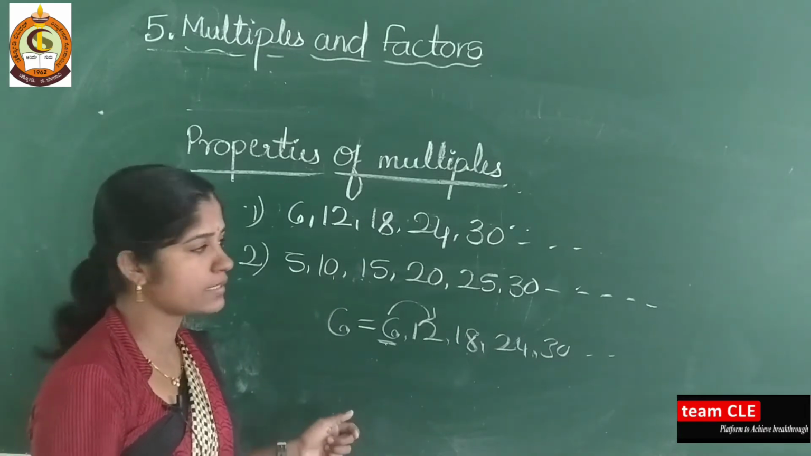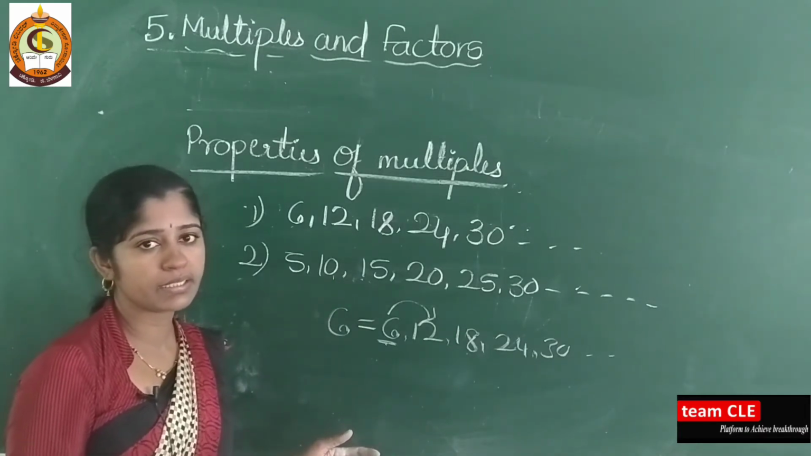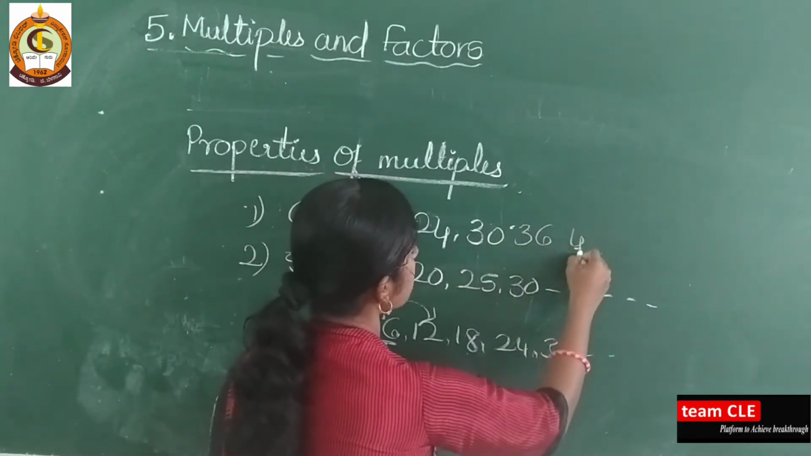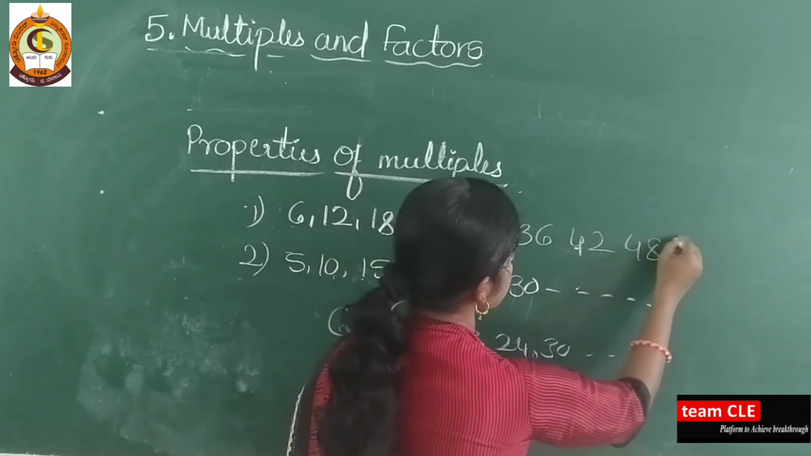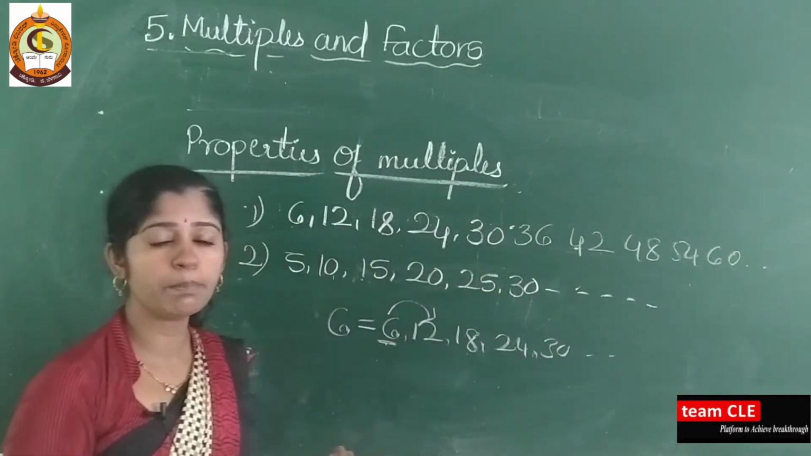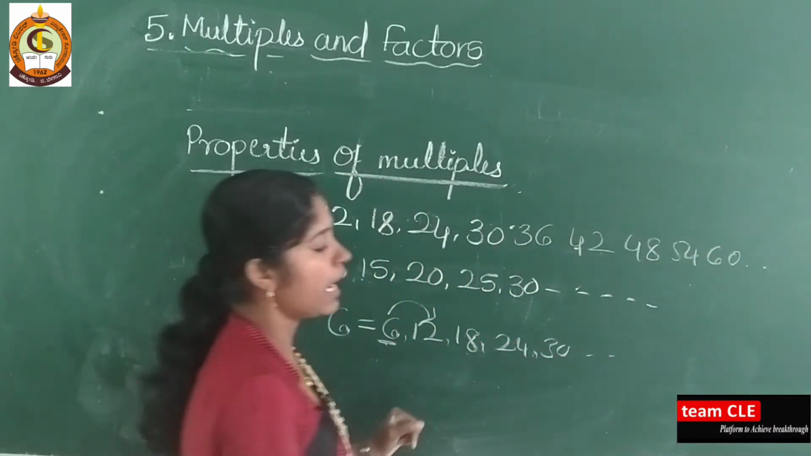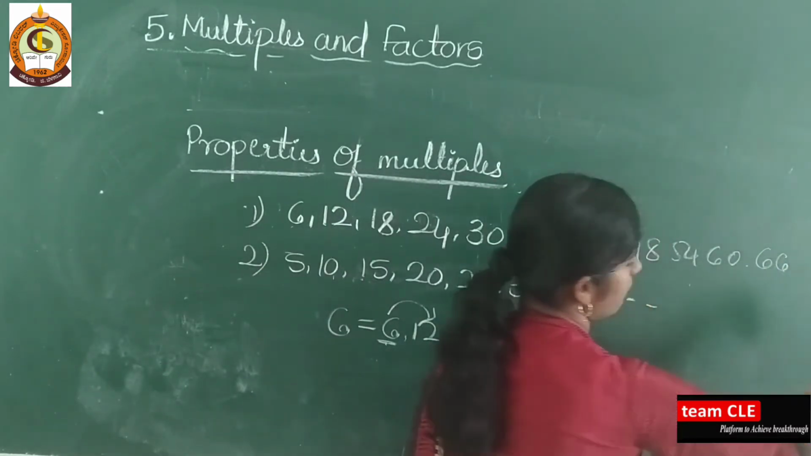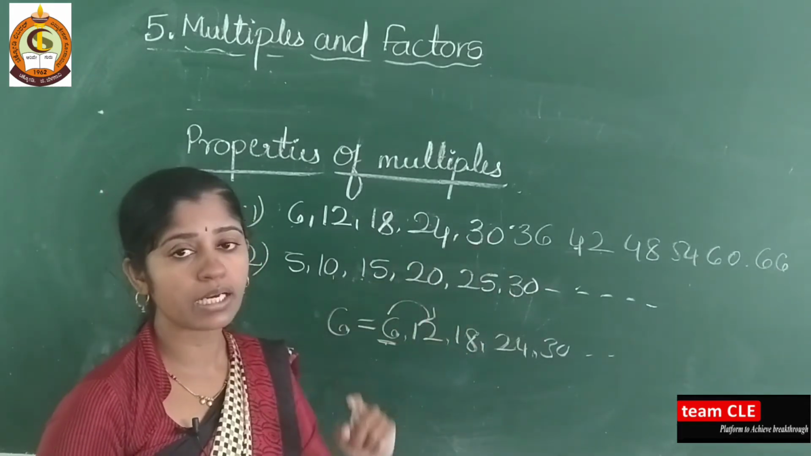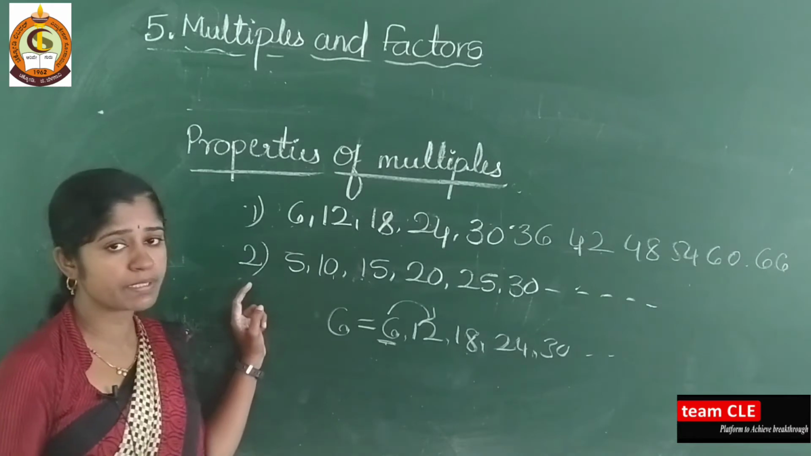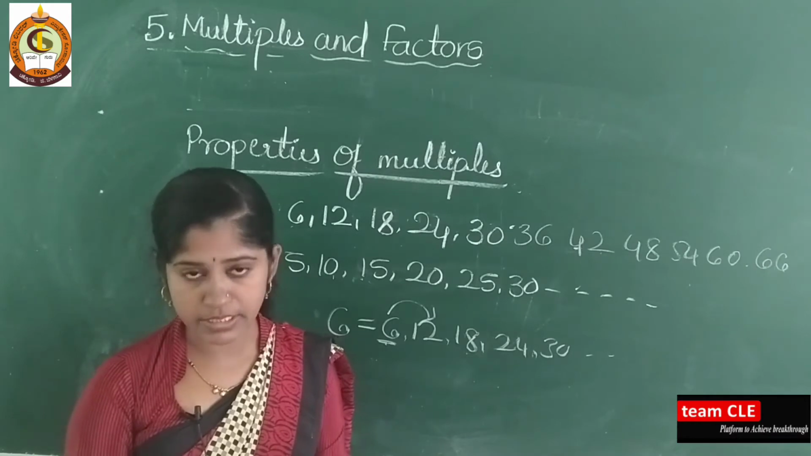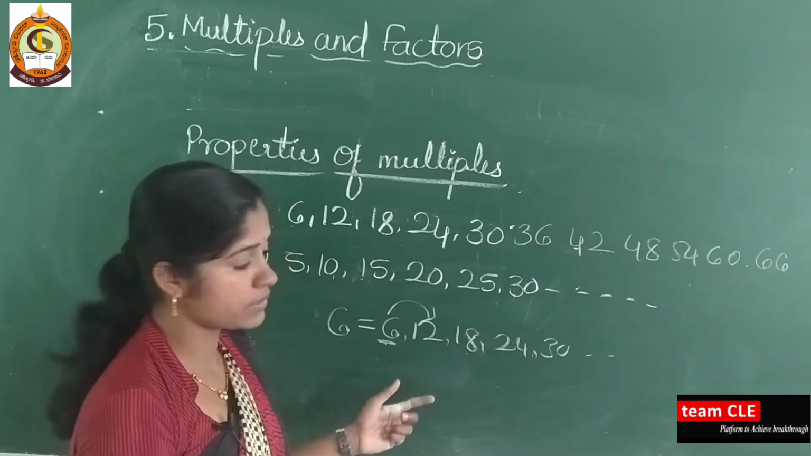And one more property is there: multiples are infinite in number. Here you are writing 6 5s are 30, 6 6s are 36, 6 7s are 42, 6 8s are 48, 6 9s are 54, 6 10s are 60. Over? No. Multiples are infinite in number. After that, again I have 66, next 72, next 78. Like that the procedure continues and the numbers will continue. So multiples are infinite in number. These are some properties of multiples. Once again I will revise.